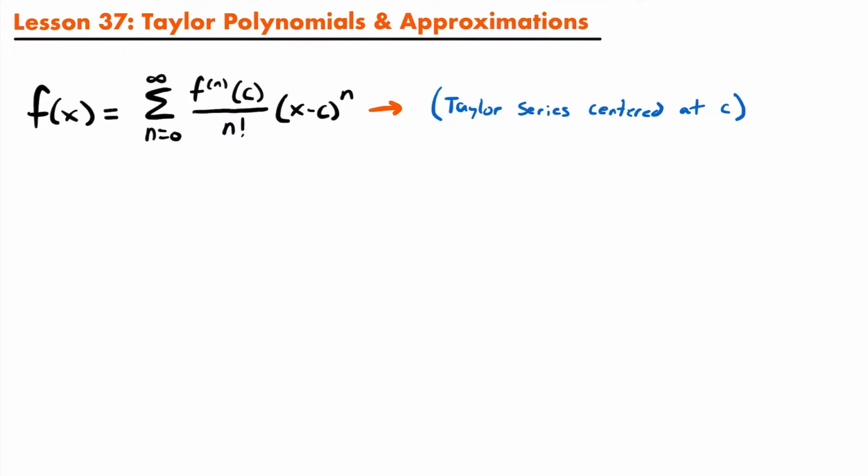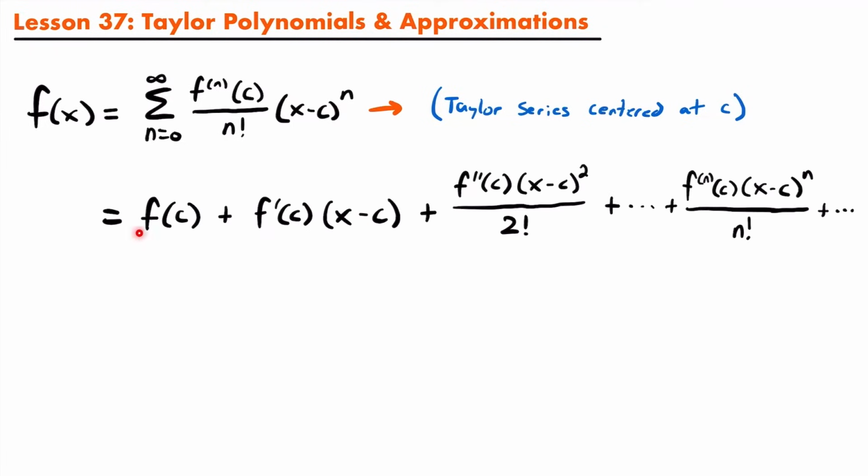Alright, but the terms of a Taylor series look like this. The first term where n equals 0 is just the function evaluated at c. Then the next term, where n equals 1, we have the first derivative of our function evaluated at c times the quantity x minus c. Then our next term, where n equals 2, we have the second derivative evaluated at c times the quantity x minus c squared, and that's all divided by 2 factorial.